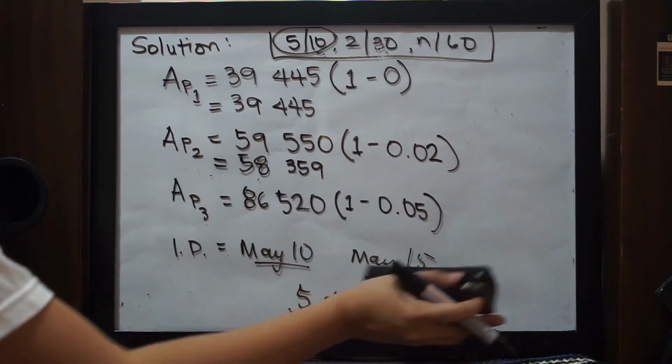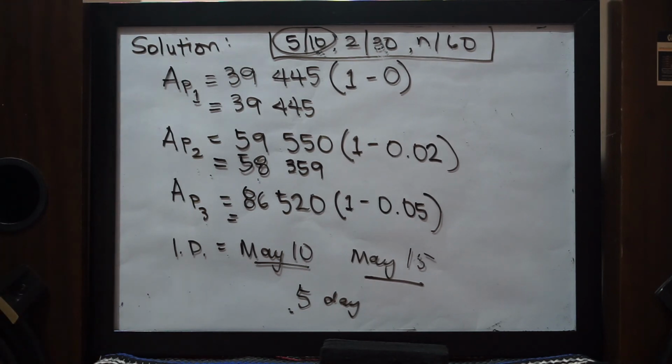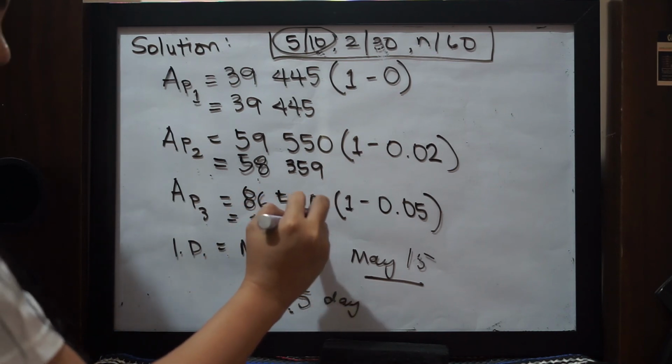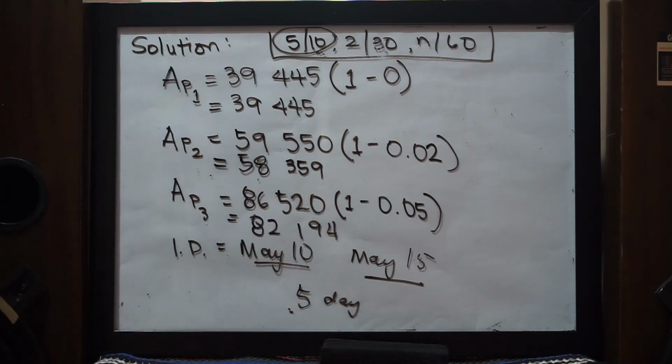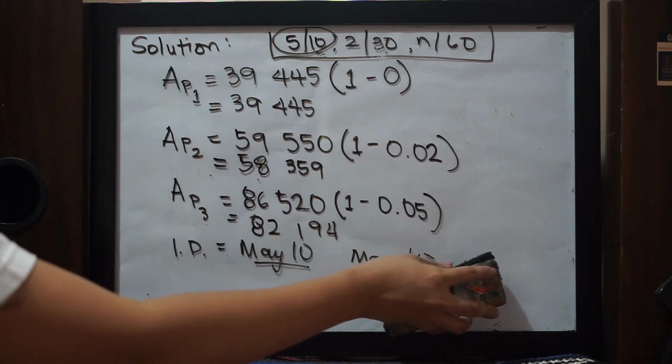Okay? So, simplifying the whole equation, using your calculator, we will come up with 86,520, open parenthesis, 1 minus 0.05, close parenthesis, equal sign. The answer is 82,194. So, that's the amount payable for invoice number 3.